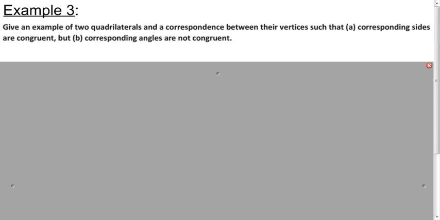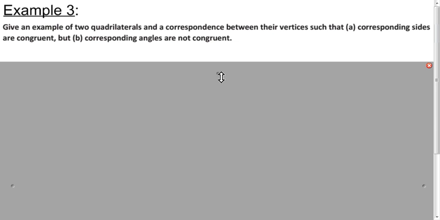For this problem, I want you to give it a little bit of thought. Pause the video and see if you can find two quadrilaterals with a correspondence so that the corresponding sides are congruent, but the corresponding angles are not congruent. See if you can draw two figures that satisfy these conditions.